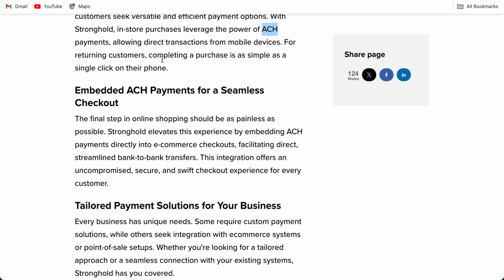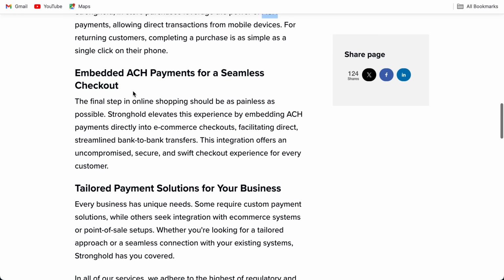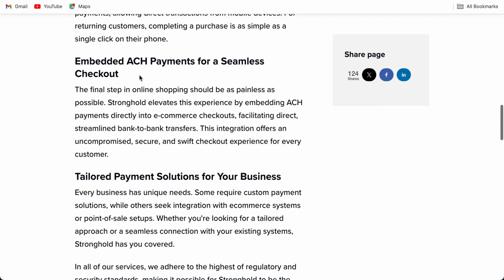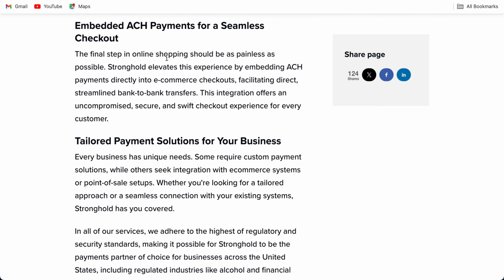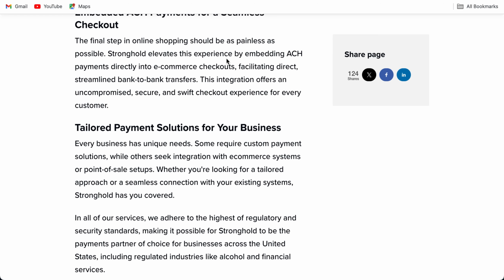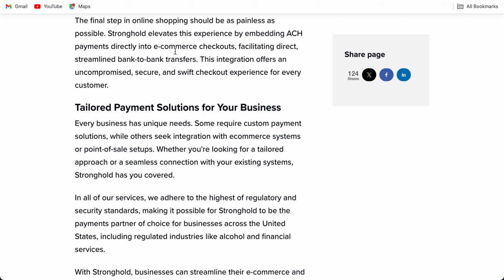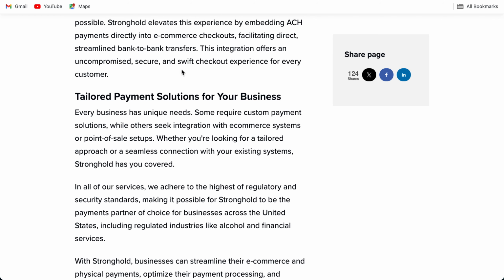For returning customers, completing a purchase is as simple as a single click on their phone. Embedded ACH payments for a seamless checkout. The final step in online shopping should be as painless as possible. Stronghold elevates this experience by embedding ACH payments directly into e-commerce checkouts, facilitating direct, streamlined bank-to-bank transfers. This integration offers an uncompromised, secure, and swift checkout experience for every customer.